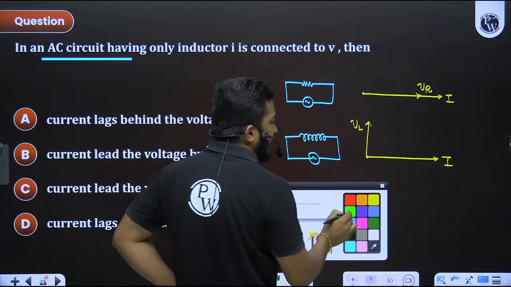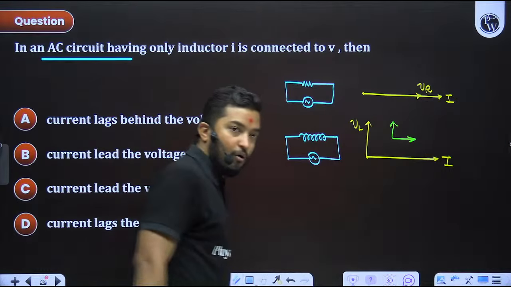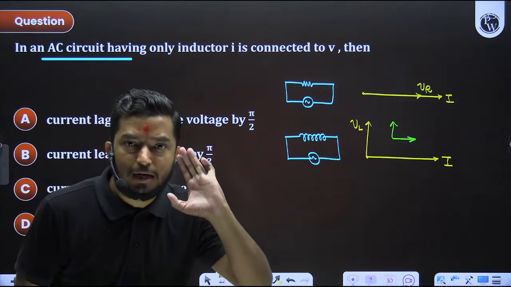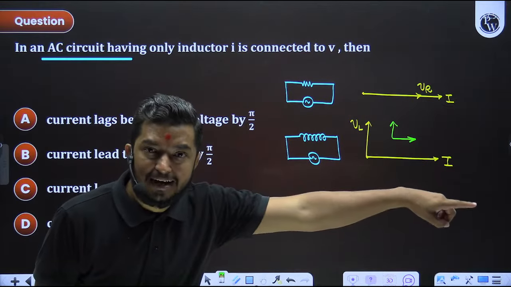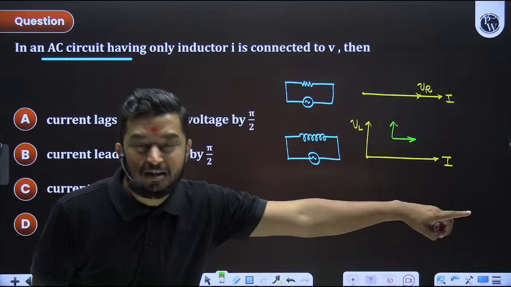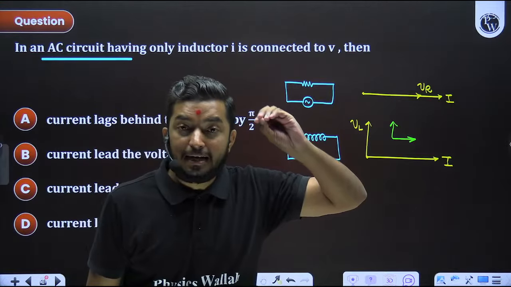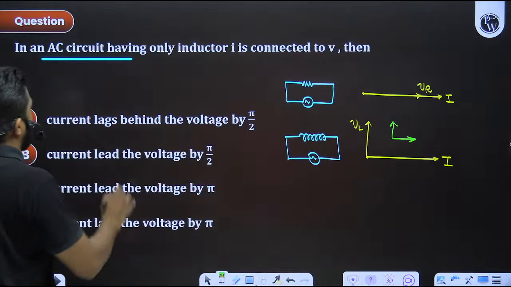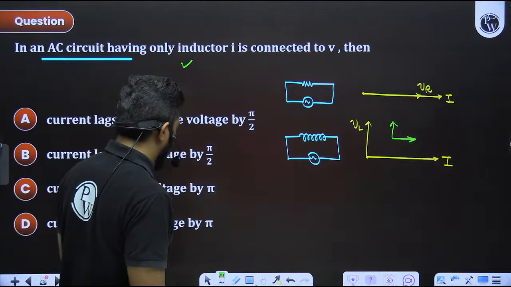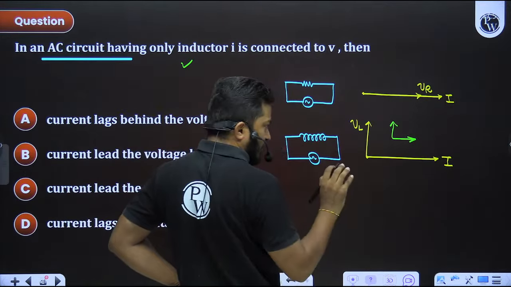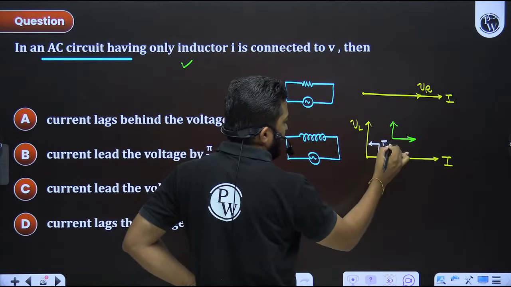I will give you one hint. For the inductor, remember to create L: I is always in the X direction, so I have to write VL in the Y direction, at an angle of 90 degrees between I and VL. They ask for the AC circuit having only an inductor, I connected to V. So what can I say? The angle of VL is greater than I, and by how much? Just pi by 2.